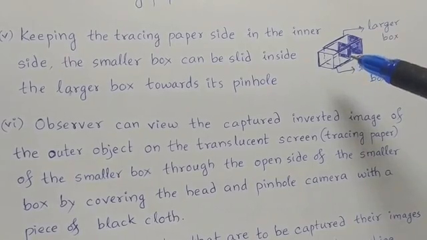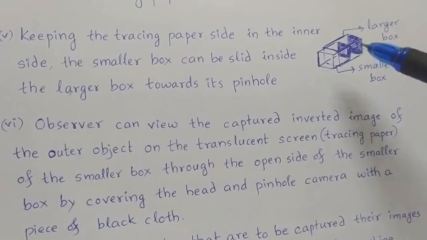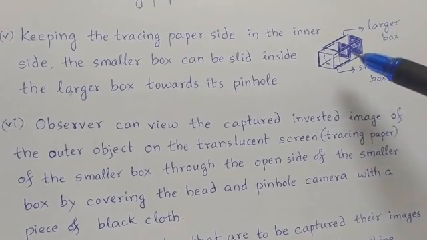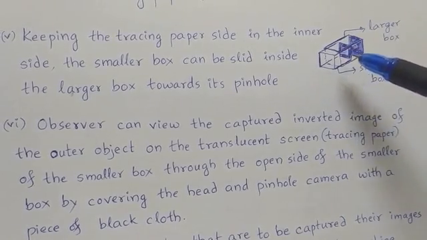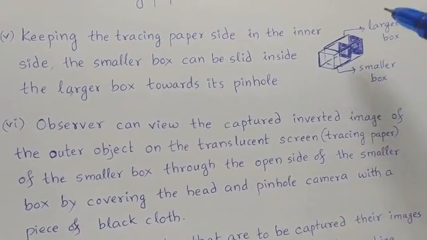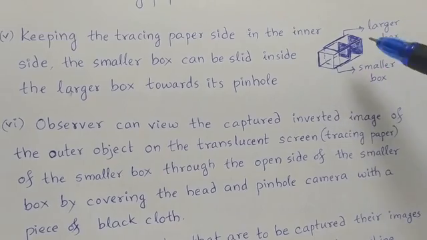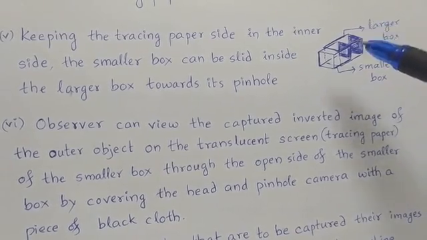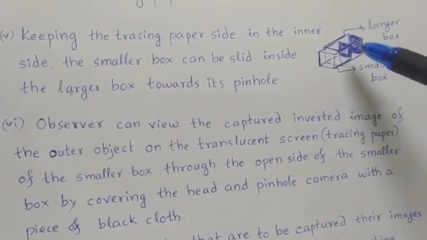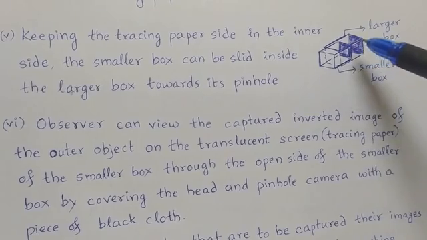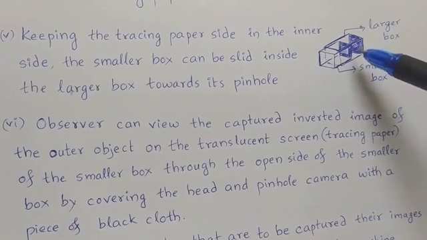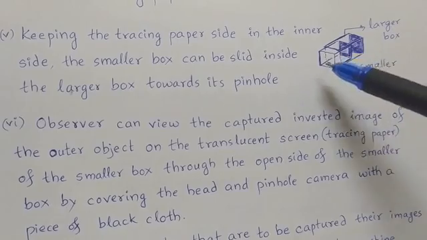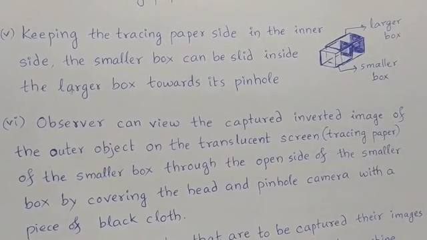But are you going to do it directly like that? No. Before watching it, you will cover your head as well as the pinhole camera with a black cloth. With a piece of black cloth, you will cover your head as well as the pinhole camera, and then you will observe the inverted image formed on the translucent screen through the open side of the smaller box.